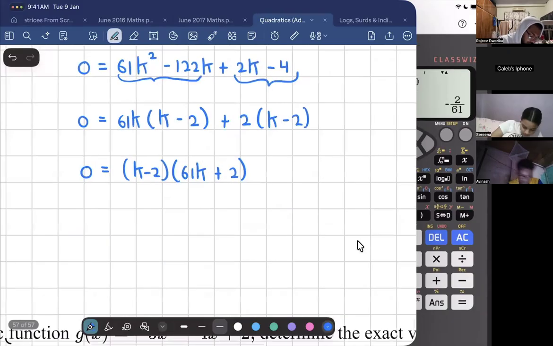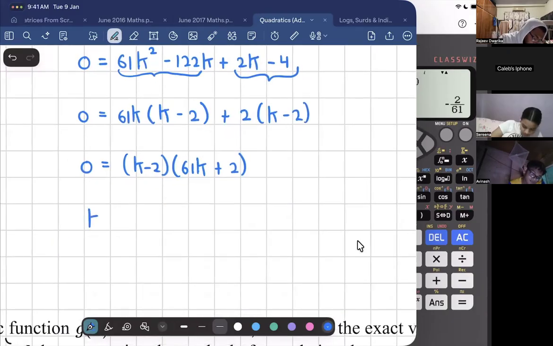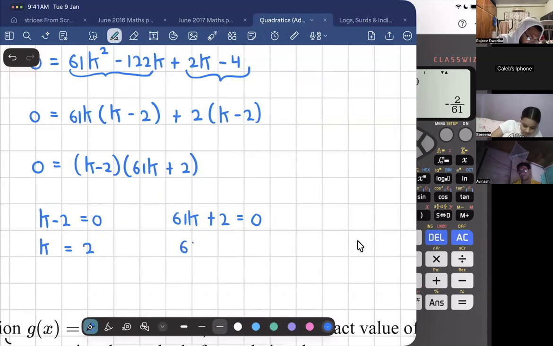So I'm going to end up with k -2 equal to 0, and 61k plus 2 equal to 0. So k is going to be equal to 2. And over here, 61k is equal to minus 2. So I'm going to do what on both sides here? Divide by 61.